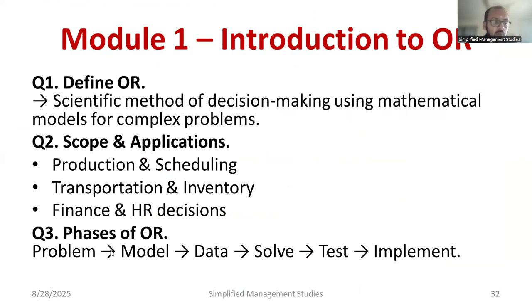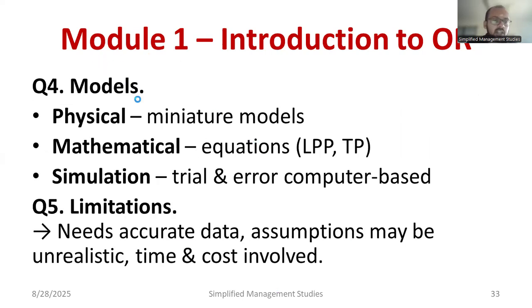What are the phases of operational research? Problem definition and mathematical modeling, data analysis, then solution, then testing and implementation. These are the different phases of operational research. What are the models of operational research? First one is physical model. It is called a miniature model. Other one is mathematical model. It is equation based. Last one is known as simulation model. It is trial and error, computer based.